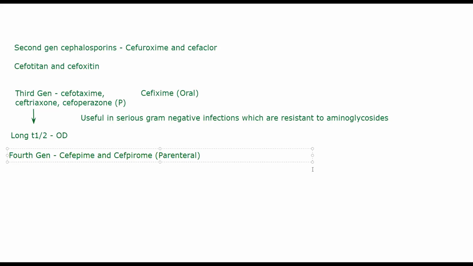Another thing is that as time goes by, there will be development of bacteria which are resistant to cephalosporins as well, or to put it another way, they will start producing even stronger beta lactamases. That is another reason why antibiotic resistance is so common.